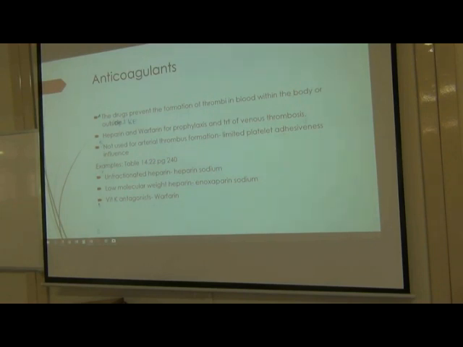Heparin or warfarin are used for the treatment of thrombosis. But heparin and warfarin are anticoagulants, remember. So they prevent the coagulation cascade of the body.